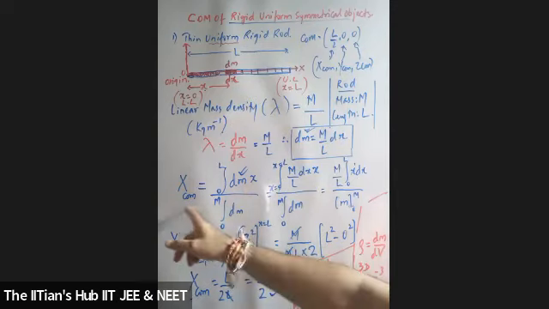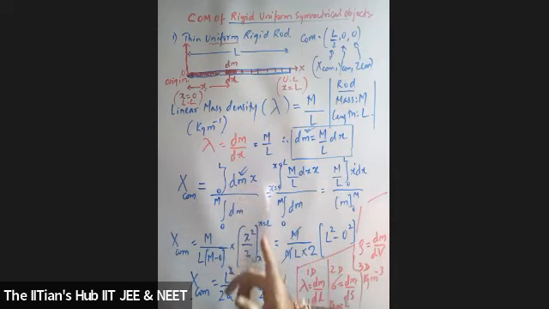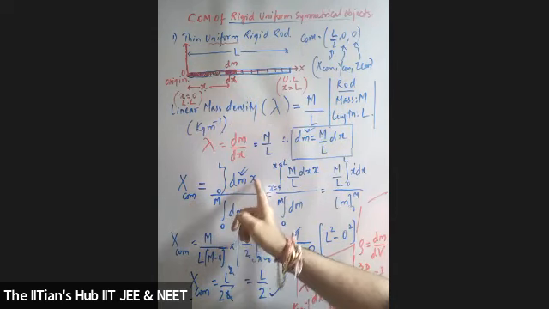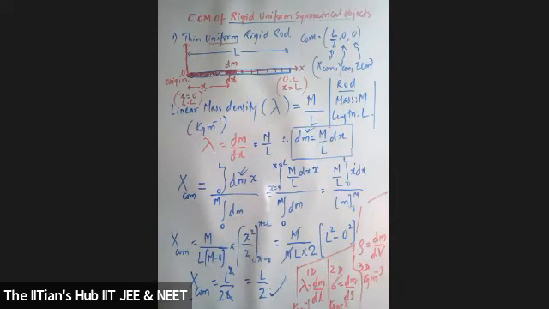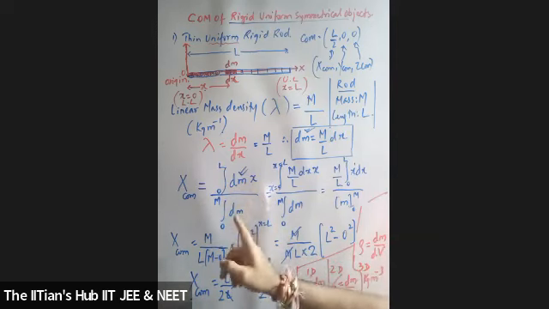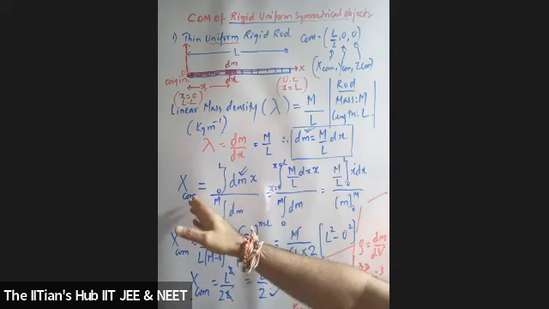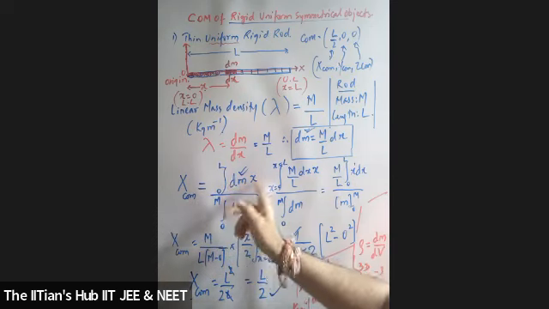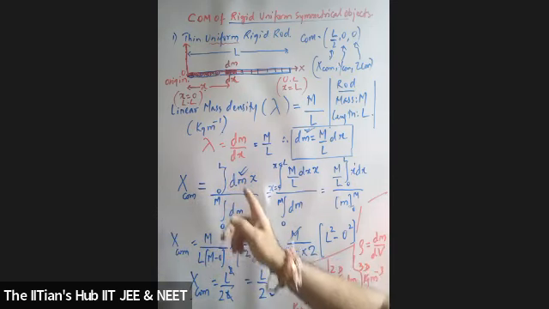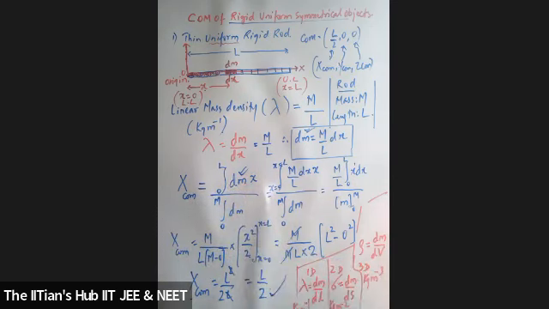What exactly is xcm? Integration of dm into x, upon integration of dm. What is ycm? Integration of dm into y, integration of dm will come below. What is zcm? dm into z, integration of dm. If I had asked for discrete, then algebraic sum of mi xi upon m, mi yi upon m, mi zi upon m. That's how you have to go for it.